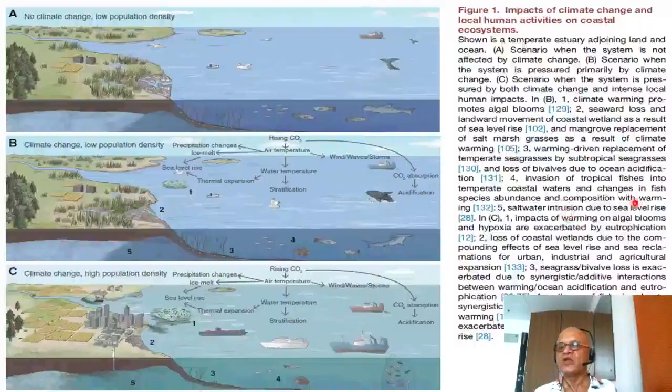And invasion of tropical fishes into temperate coastal waters and changes in fish species abundance and composition with warming in 4. And 5, saltwater intrusion due to sea level rise into groundwater systems. In C, impacts of warming on algal blooms and hypoxia are exacerbated by eutrophication and loss of coastal wetlands due to compounding effects of sea level rise and sea reclamation for urban, industrial and agricultural expansion.